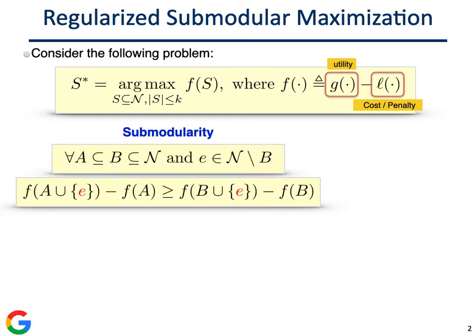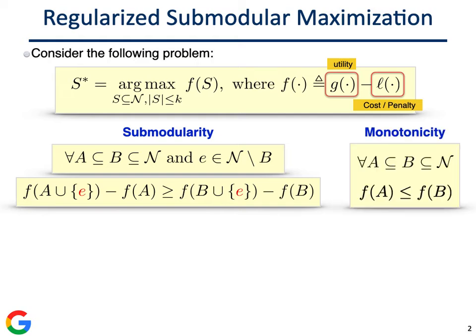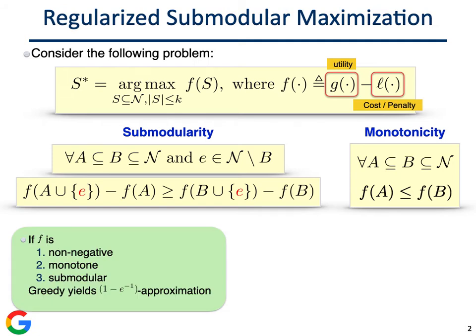Submodularity is a common property among many applications, where it makes combinatorial problems more tractable. A function f is submodular if for any two sets A and B, where A is a subset of B, the utility of adding a new element to set A is at least equal to the utility of adding that element to set B. Monotonicity is another common assumption, where it says the utility of a set is always increasing if we add more elements to that set. If f is non-negative monotone submodular, vanilla greedy yields a 1 minus 1 over e approximation algorithm.